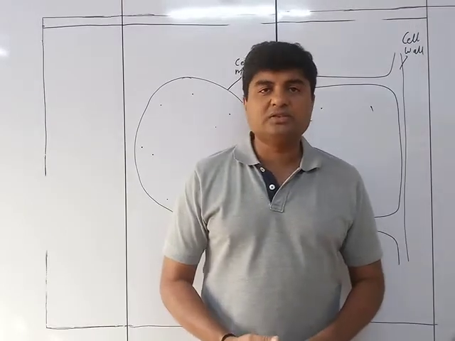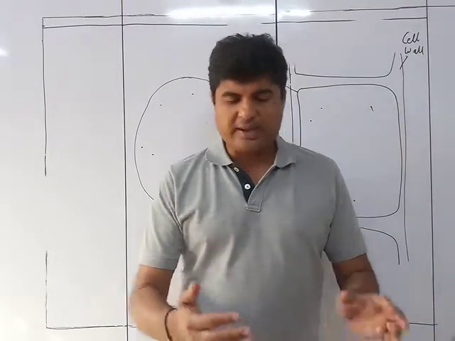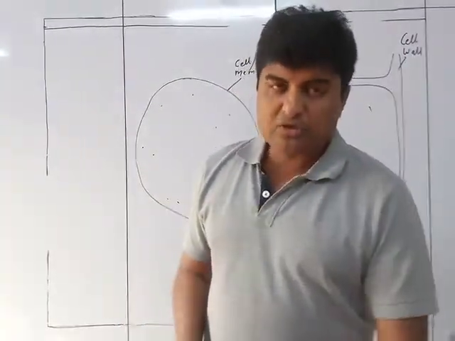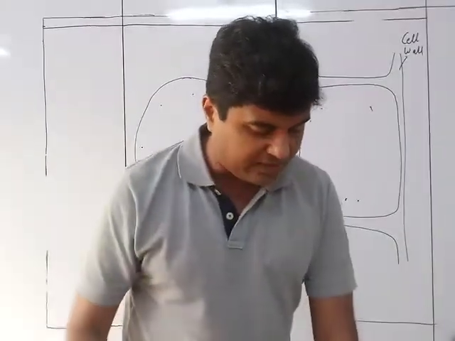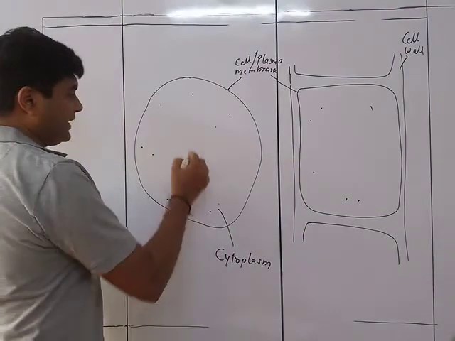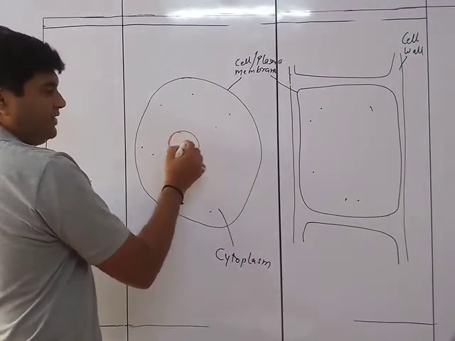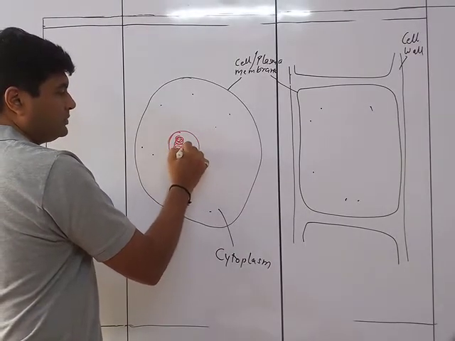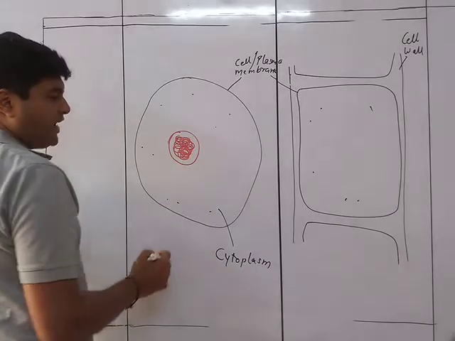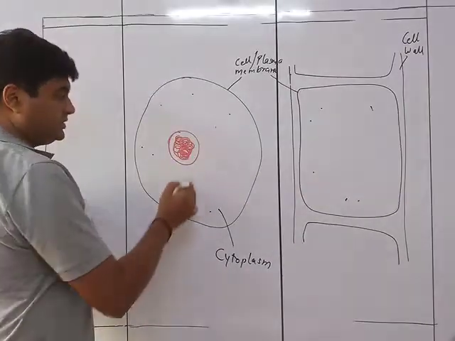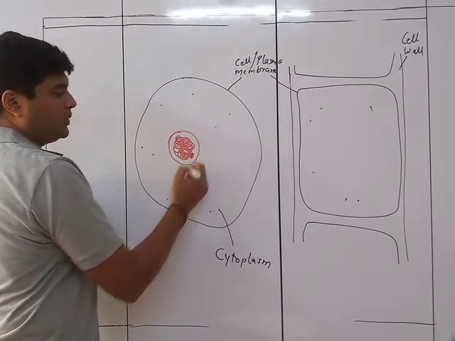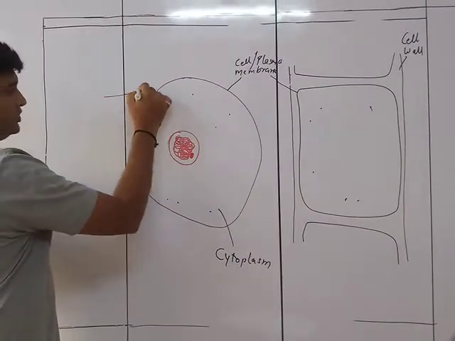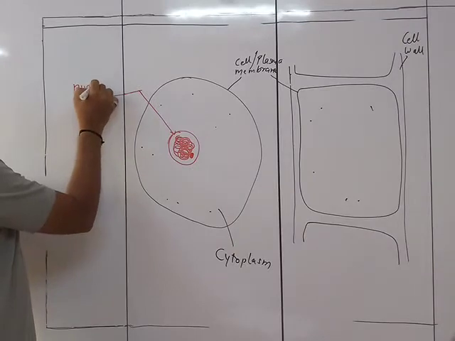The next, we are not going as per the table. I'll go a bit further first and then come back over here, because the nucleus is a very important part. So first we'll go through the nucleus. The nucleus is something like this. It has a nuclear membrane, and inside it there are chromatin fibers, chromosomes and chromatin fibers, and also a dark spot called the nucleolus.